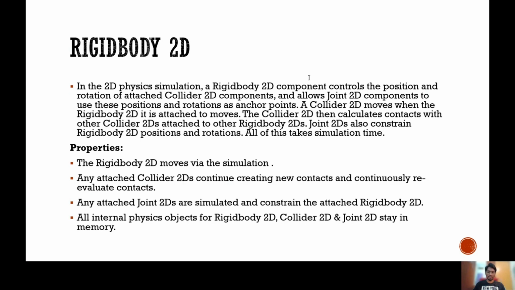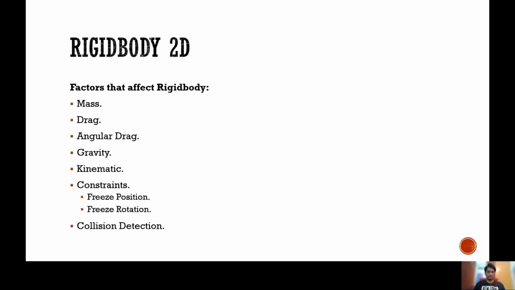So what is a rigid body? It is a component which tells the physics system that this game object is a non-deformable object which is affected by forces like gravity, linear drag, angular drag or any other physical forces, and can participate in collisions and creating joints. So what are its properties and the factors affecting it?